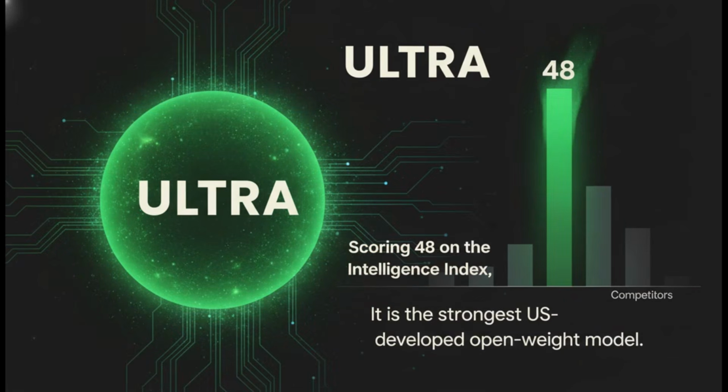And then we have the absolute powerhouse, the Ultra. Scoring a massive 48 on the Artificial Analysis Intelligence Index, it officially stands as the strongest US-developed open-weight model out there right now, beating out heavy-hitting competitors like Gemma 4. This highlights a really interesting reality for us. When you tightly couple your software design with the underlying hardware capabilities, you can yield benchmark scores that rival even the most heavily funded closed-source models on the market.